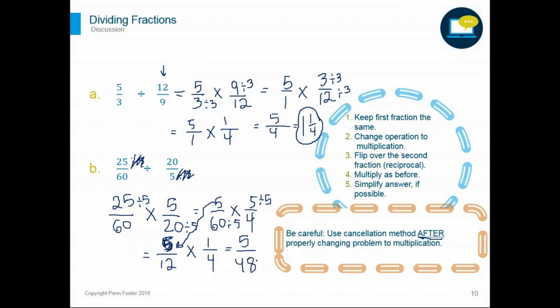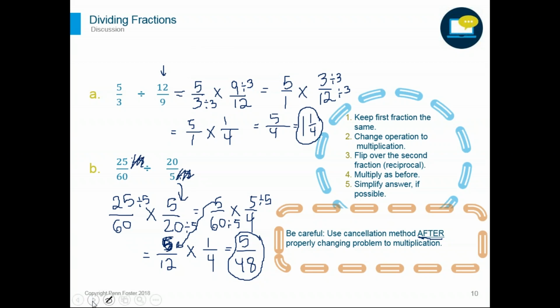Nothing common between 5 and 48. It's a proper fraction. Nothing to be done further. This is the quotient. So again, we did find the quotient by changing the problem to a multiplication problem and also changing the second fraction to the reciprocal.